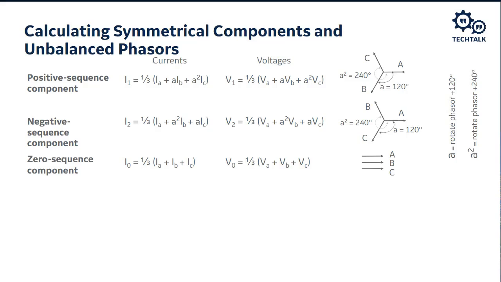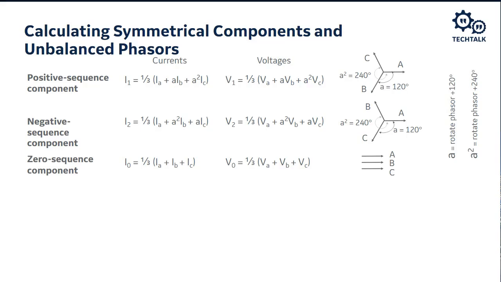And these are the formulas. We're taking 1/3 of the summation of the currents. Some of the currents, though, we will apply either the A operator or the A squared operator. The A operator is 1 at an angle of either 120 or 240 degrees, and basically all that does is shift your quantities that they are applied to by either 120 or 240 degrees.